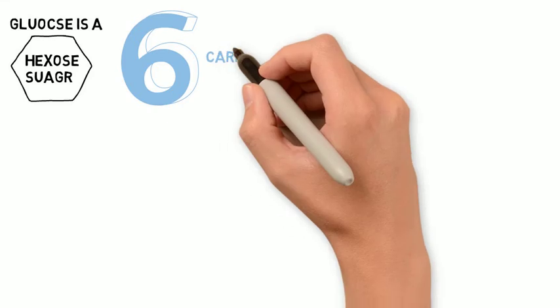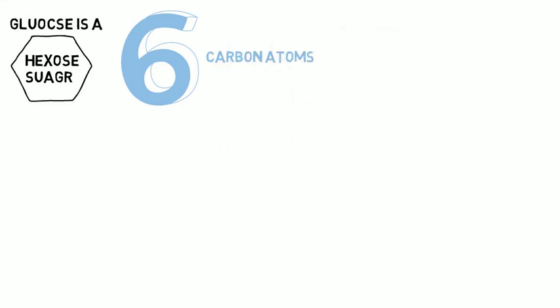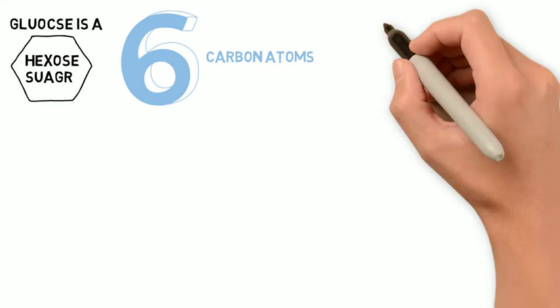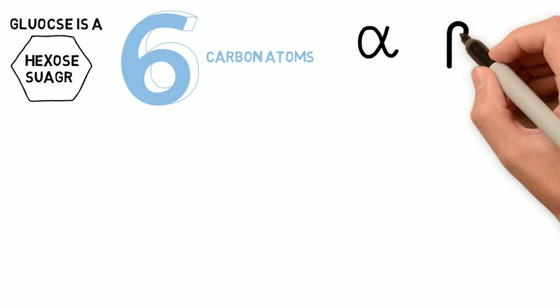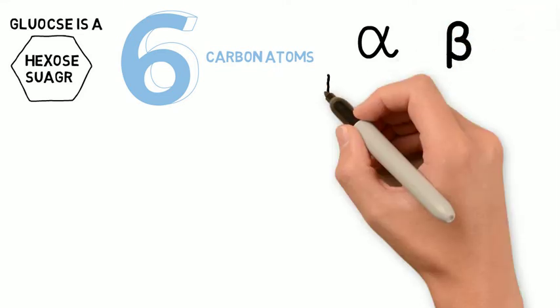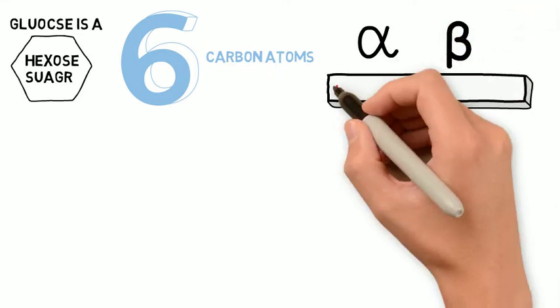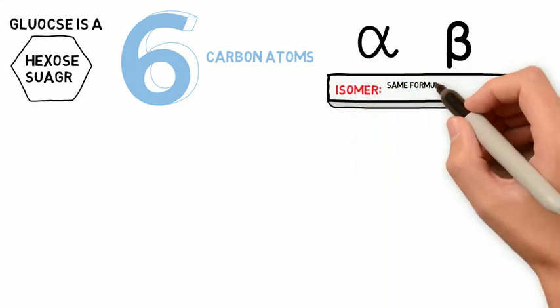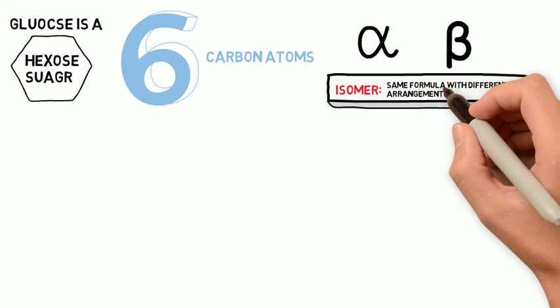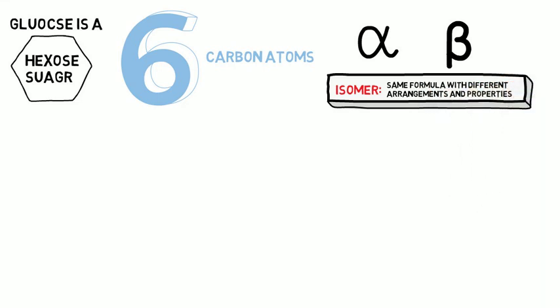Glucose is a hexose sugar, which means that it is a monosaccharide with 6 carbon atoms. Remember, a monosaccharide is just a single sugar unit that makes up carbohydrates. Glucose has 2 isomers. This is just a fancy way of saying 2 different types of glucose, and these are alpha and beta. An isomer is a fancy word meaning that both the glucose have the same formula, but a different arrangement of atoms and different properties.